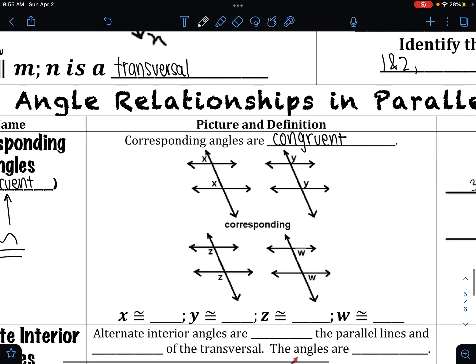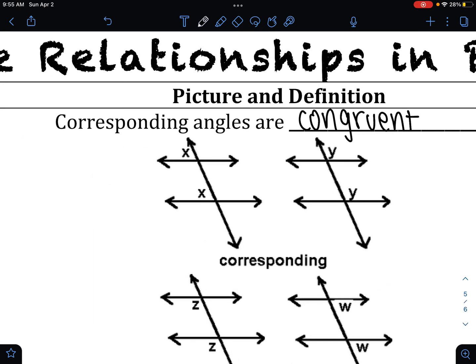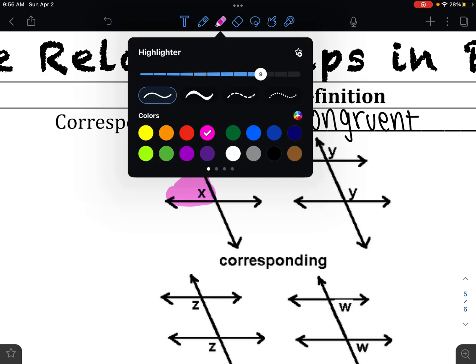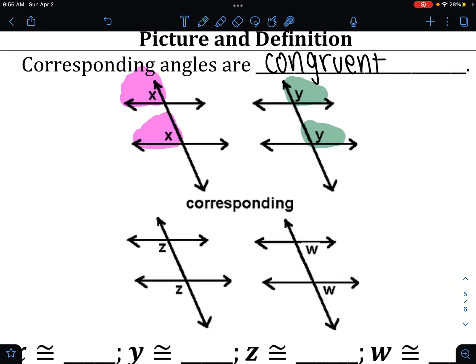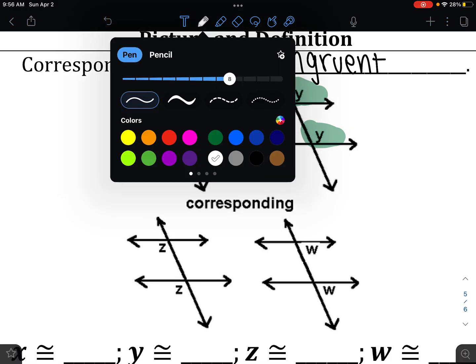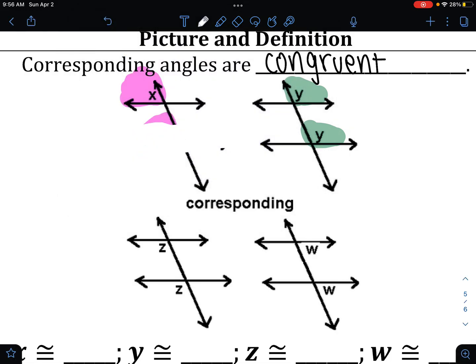So corresponding angles are congruent. So corresponding angles are when we have a parallel line cut by a transversal. These are corresponding angles. These are corresponding angles. So you can see, if I were to just pretend like the bottom half wasn't there for a second, it would be like I duplicated this part.